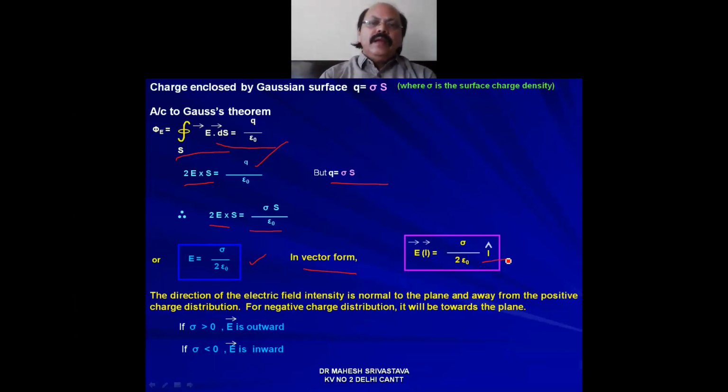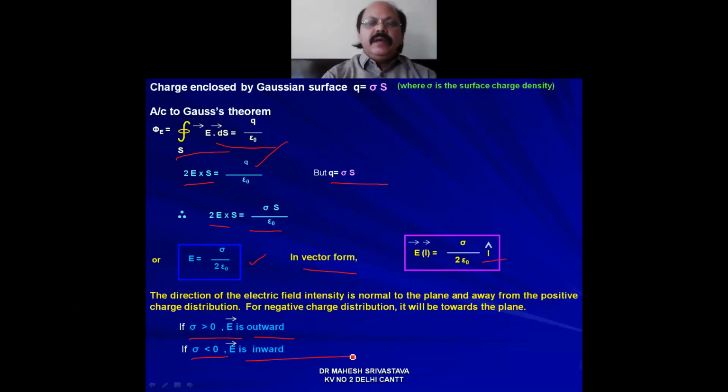Now again, if we say that positive charge is distributed over the plane sheet, then the direction of the electric field intensity is radially outward. Whereas if we take a negatively charged plane sheet, then the direction of the electric field intensity is radially inward. In other words, if sigma is greater than 0, then the electric field intensity is outward. If sigma is less than 0, then the electric field intensity is inward. So this is about the third application.